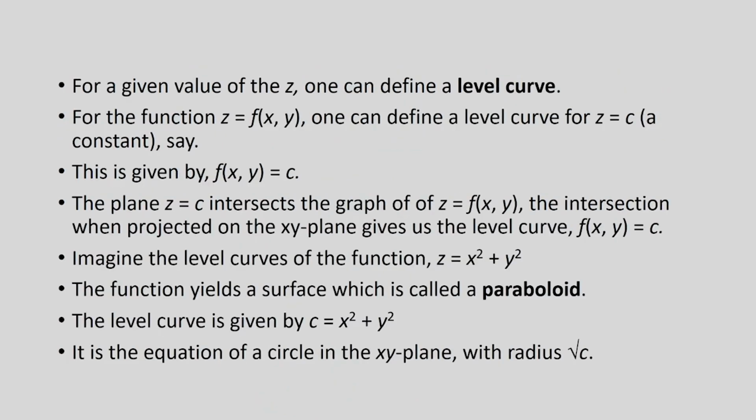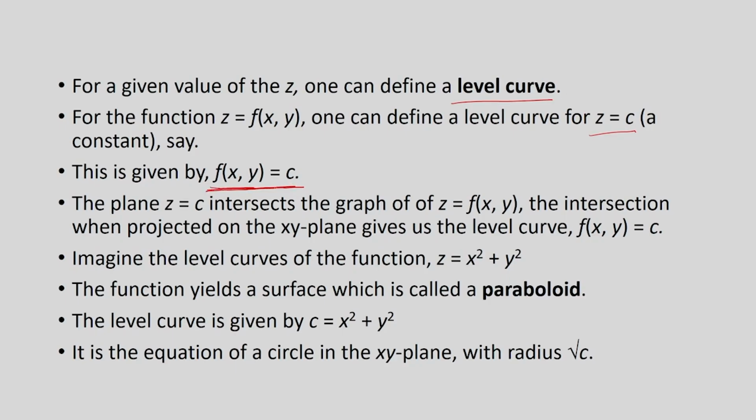Now, for a given value of z, we can define what is known as a level curve. Okay. Level curve means what? For the function z is equal to f x y, one can define a level curve for, suppose z is equal to c, c is a constant. Okay. So, the level curve will have this kind of equation, f of x y is equal to c.